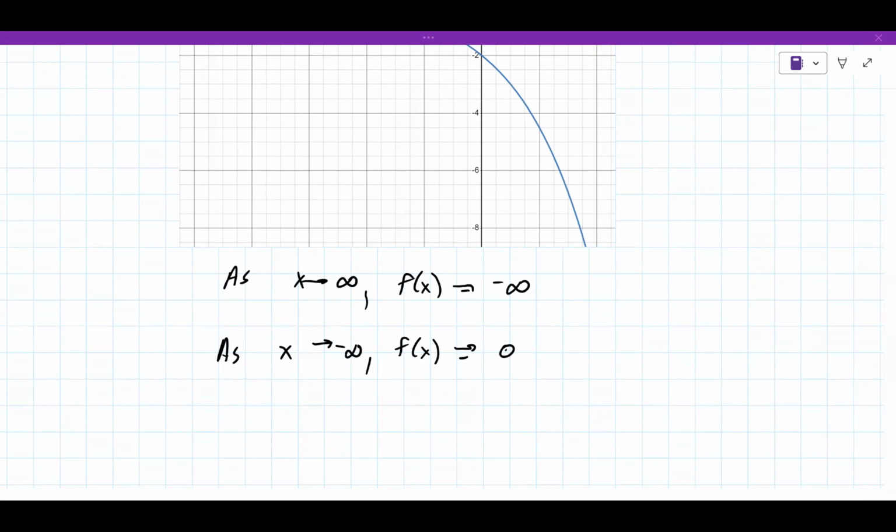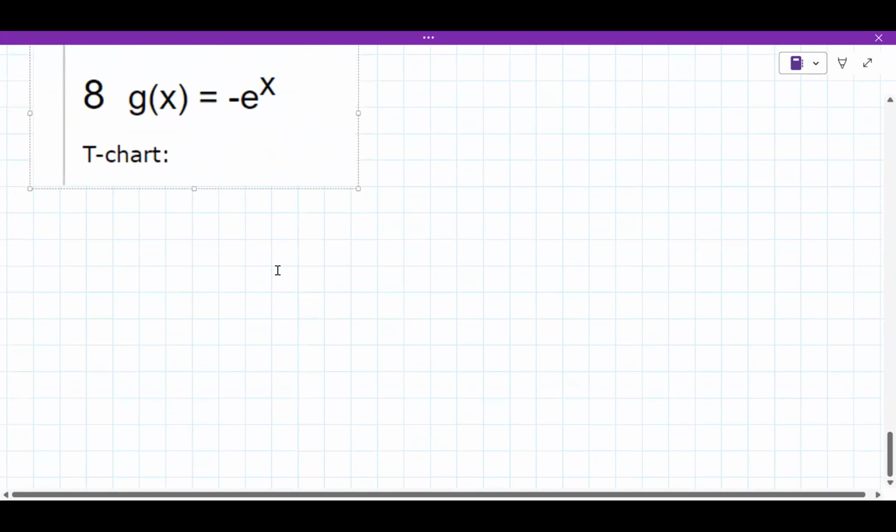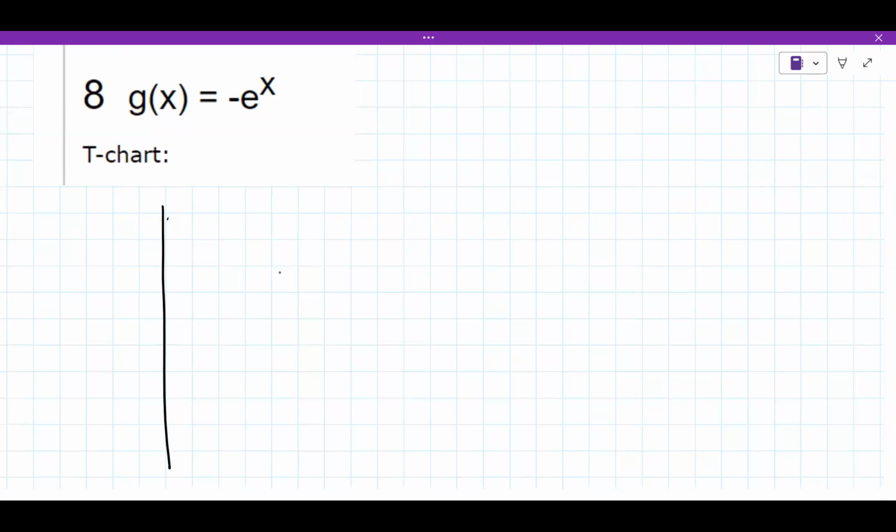Anyway, that takes care of number 7. Two more graphs, and then the application problem. All right, here we go. Number 8. So this one, x, g of x, which is really the y, -2, -1, 0, 1, and 2.